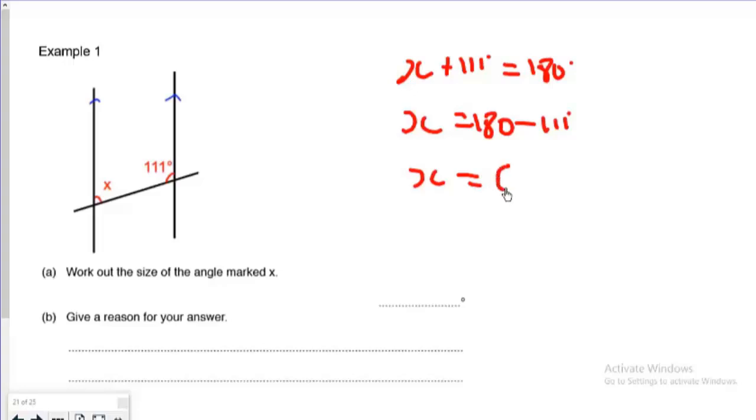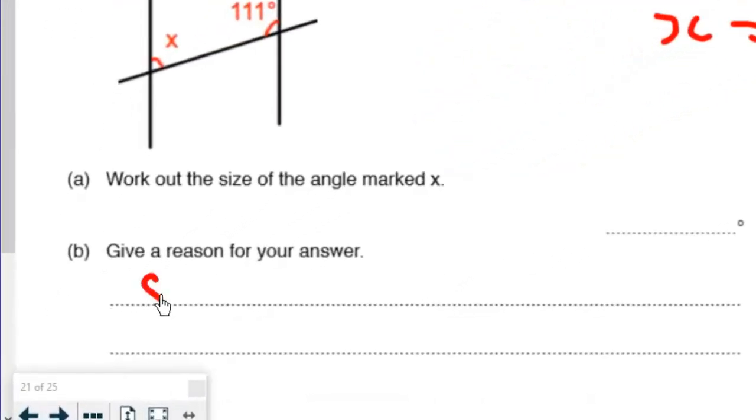This is 69 or 79? 79 degrees. Now the reason is that co-interior angles add up to 180 degrees. Co-interior angles.